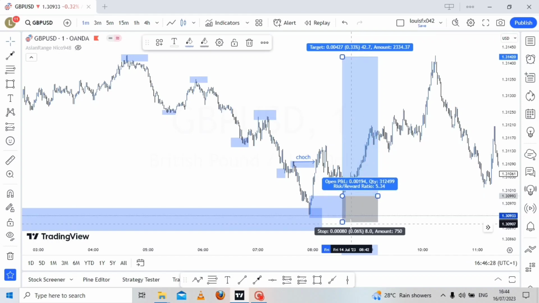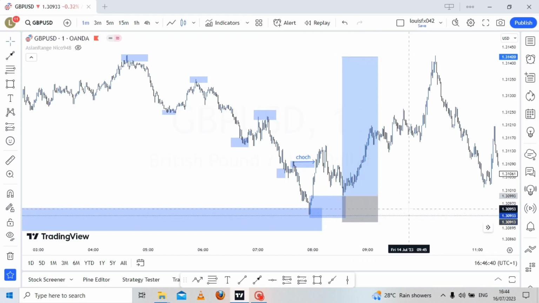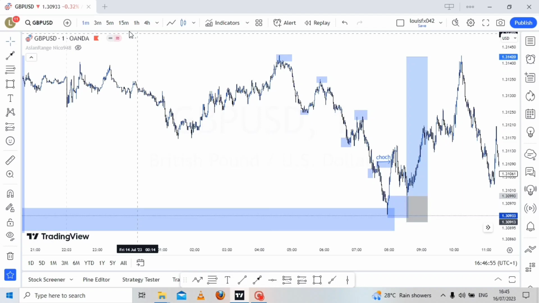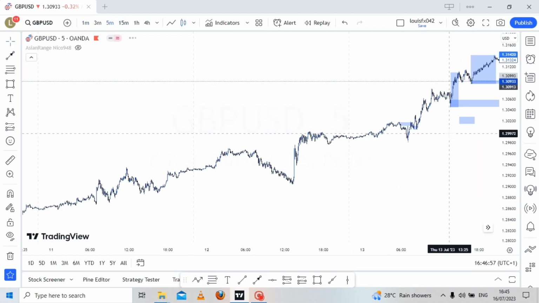You mark your demand levels, wait for the market to get to your zone. Either wait for the change of character before you take your longs, or you go off aggressive. Either way, it all depends on you. Sometimes I do go off aggressive, and sometimes I just want to get that change of character, giving me more confidence to trade the market. So that is just it. Let me see if I can give you another example.